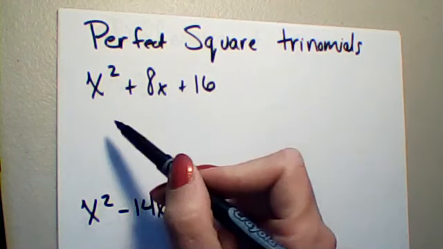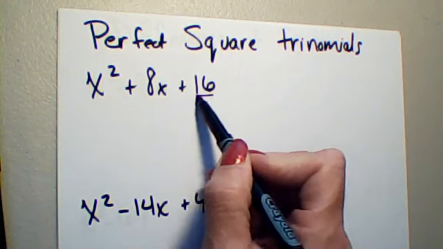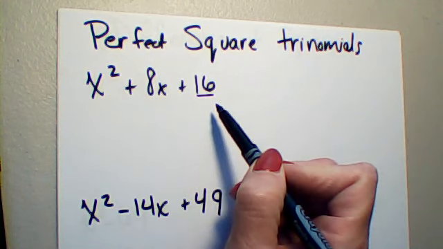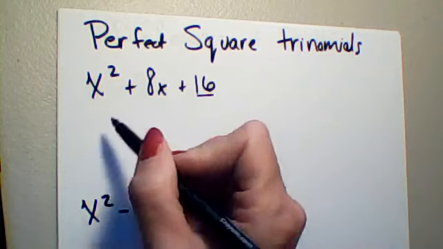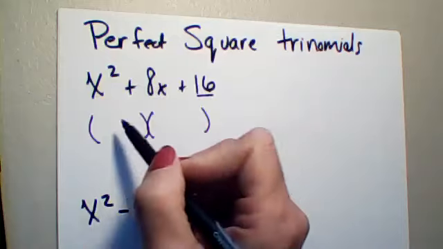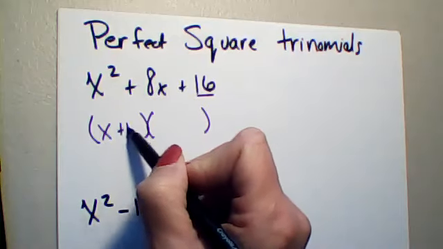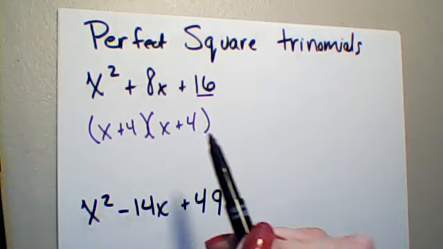When I come across a trinomial that looks like this, when I look at this number here, I see that that's a perfect square. So that clues me in that I might have a perfect square trinomial. What a perfect square trinomial is, like this, it's really x plus 4 times x plus 4, okay?